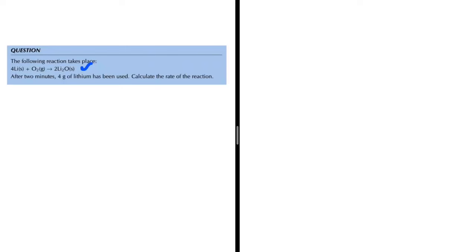But because we can easily convert mass to number of moles, let's also do it using the number of moles. Let me show you how. So the first thing that you're going to do: rate of reaction is equal to... What information are we given? We are given the mass of lithium that has been used. Because lithium is the reactant, we are going to say that the rate of reaction is equal to minus the change in the mass of lithium divided by the change in time.